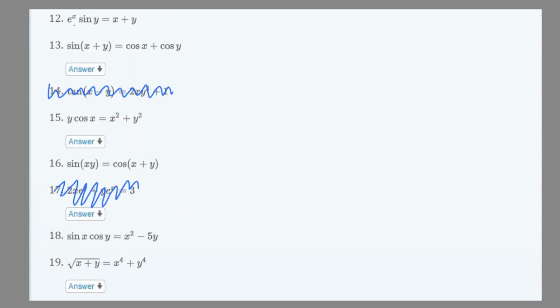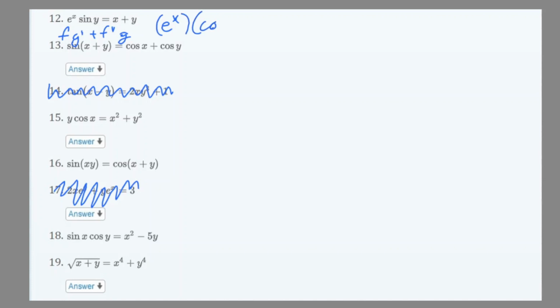Most of these questions here deal with trig functions, and we're going to be using the product rule a bit, some chain rule, and no quotient rule, which is awesome. But number 12 is e to the power of x times sine y, equals x plus y. So for the first part here, the derivative of that, we're going to have to use the product rule. The product rule is f g prime plus f prime g.